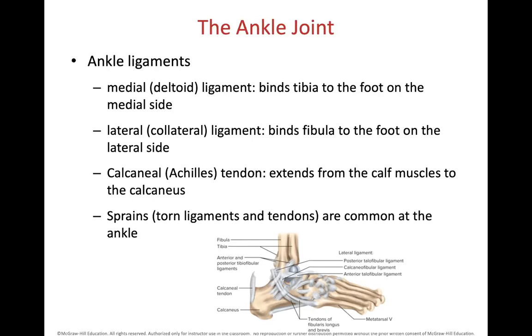If you get a sprain, you've basically torn at least even a small tear. You've torn a ligament or a tendon, and sprains in the ankle are very common just because we have a lot of weight on the ankle. If it rolls a little bit in the wrong direction, you can easily tear one of those ligaments or tendons. So sprains are probably the most common injury to the ankle.